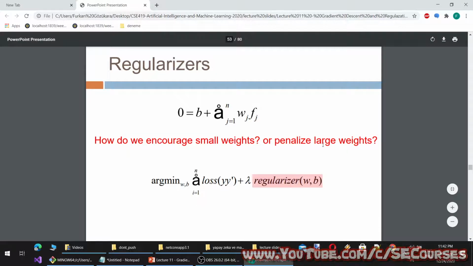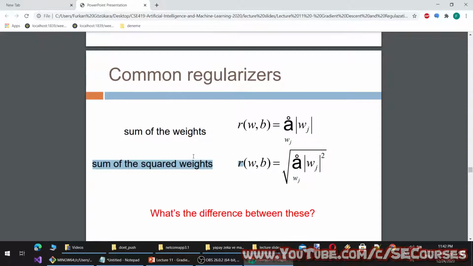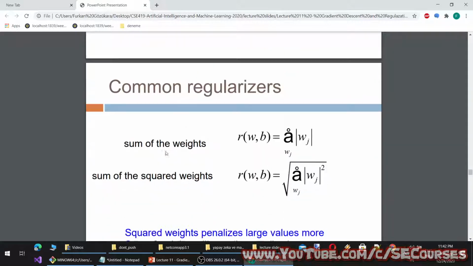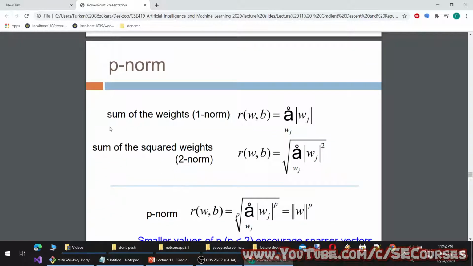So how do we encourage small weights or penalize large weights with a regularizer? Common regularizers are sum of weights and sum of squared weights. We have seen them, if you remember. Squared weights penalize large values more. Sum of weights will penalize small values more. So you see the sum, the base 1 norm, and the sum of squares, the base 2 norm.